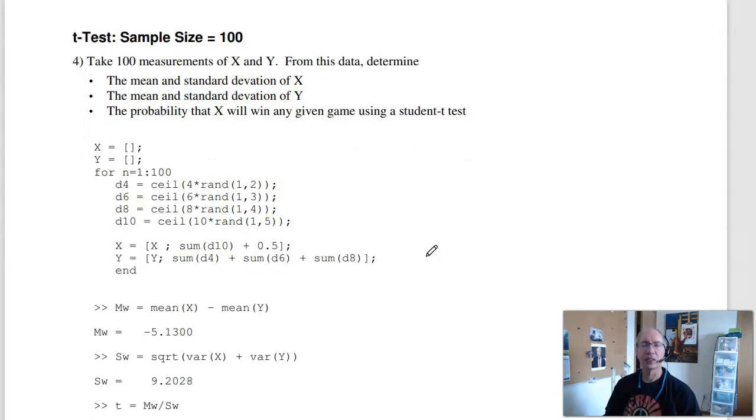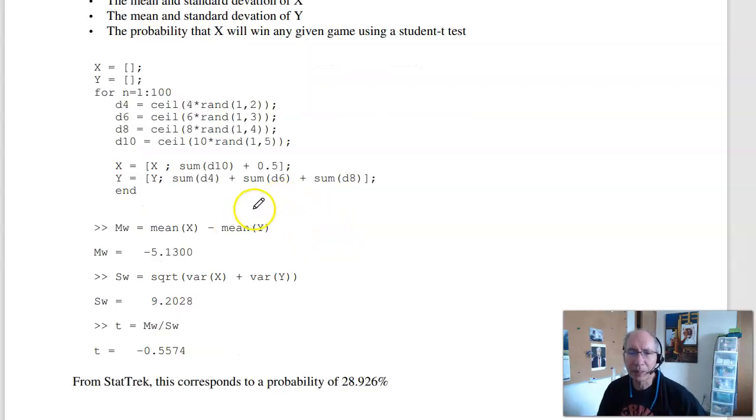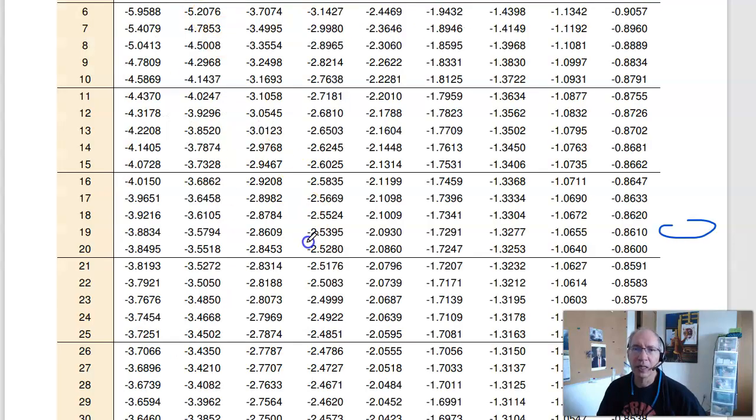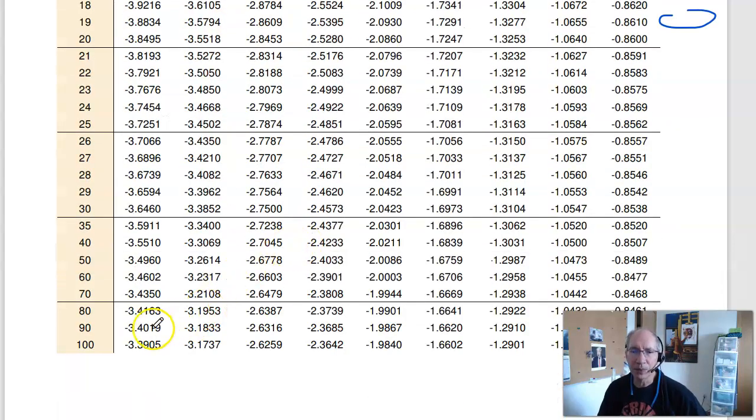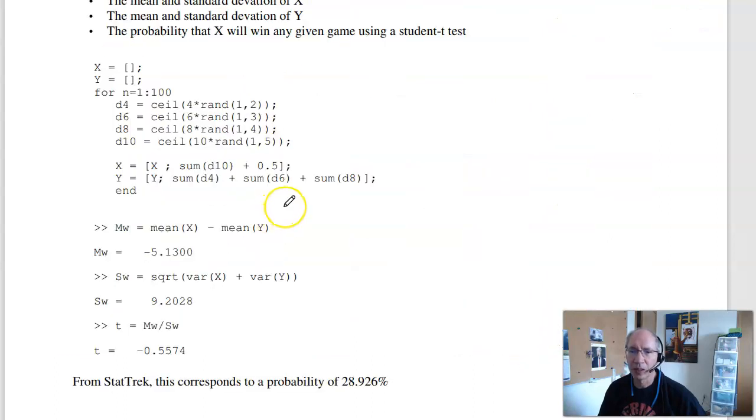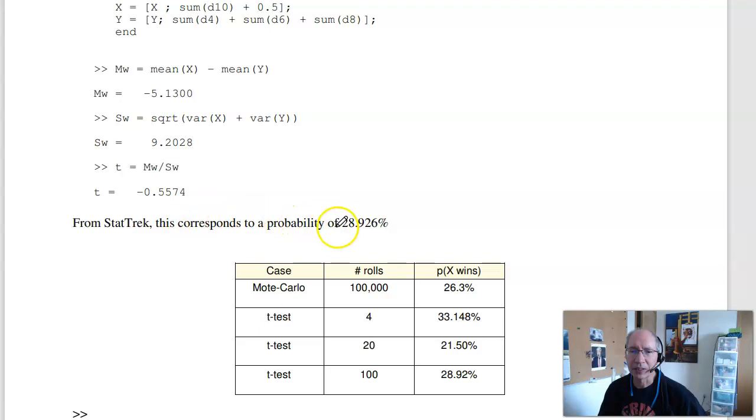Finally, let's roll the dice 100 times. With 100 times, I'm not going to print out the results, but it has a mean, standard deviation, t-score. Now on the t-table, I go to 99 degrees of freedom, basically 100, or go to StatTrack, corresponds to 28%.